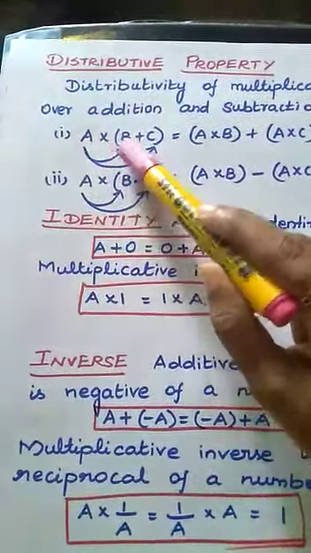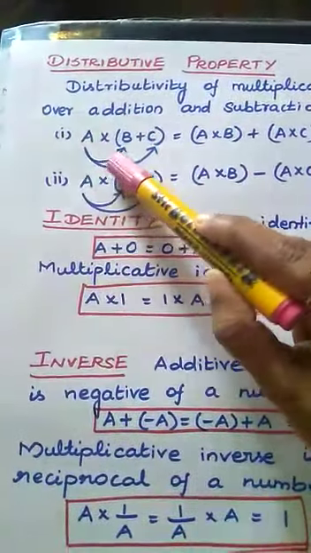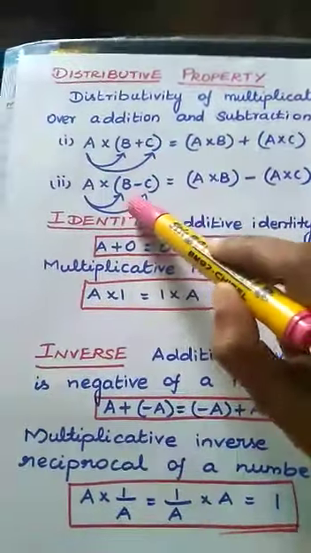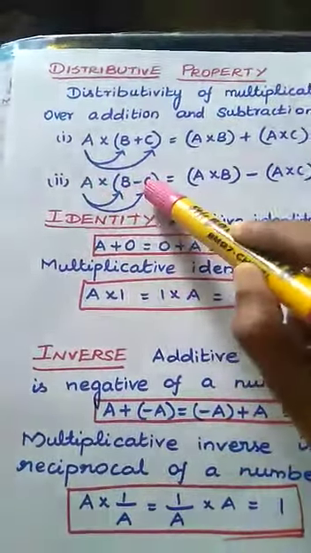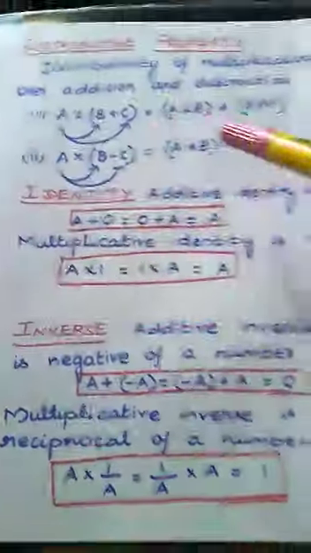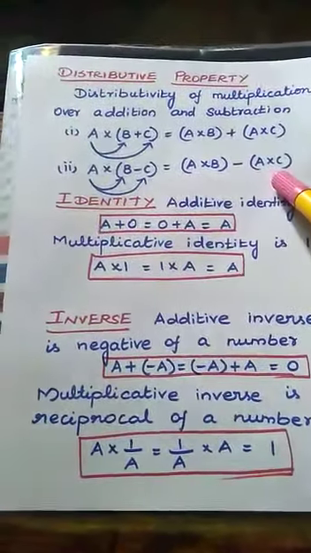So A into (B plus C) is equal to first A into B, put a positive symbol plus, then A into C. Second one, A into (B minus C) is equal to A into B minus A into C. This is distributive property under subtraction.